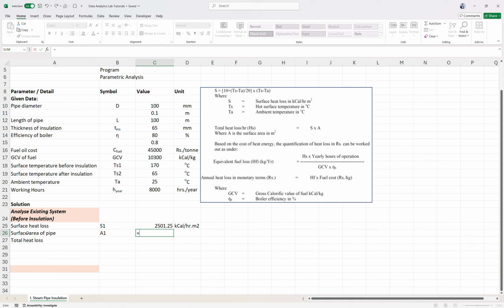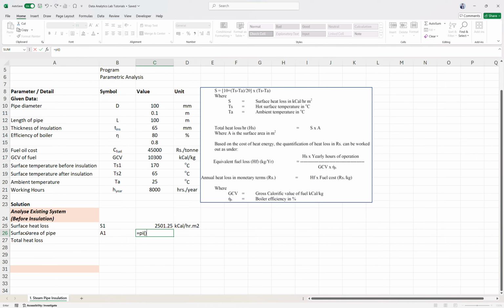So we will write it equal to pi. You can also use the value 3.14, but I will suggest you don't go with that. Let Excel take care of it. So pi is an inbuilt function in Excel. Its value can be accurate up to 15 digits. Hence I will open the bracket and close the bracket. Pi function does not need any argument or variable.